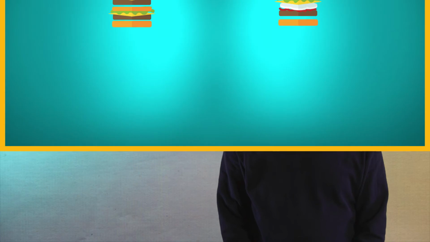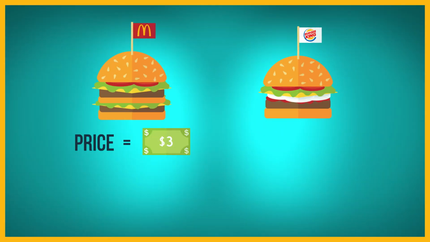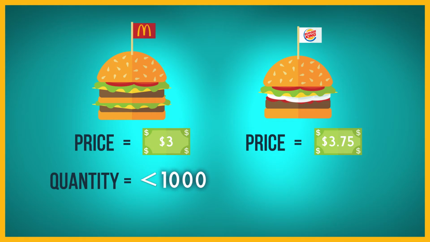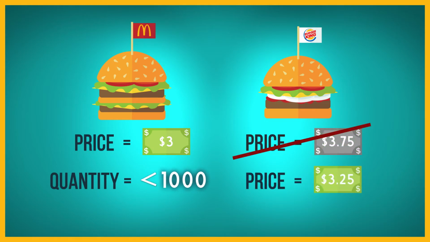Logic shows that consumers would substitute Whoppers for Big Macs, and the quantity demanded of Big Macs would therefore decrease. Suppose, for example, that the price of Big Macs is $3 and the quantity demanded is 1,000 when the price of Whoppers is $3.75. Some people are willing to pay 75 cents more for a Whopper, but not $1.25. Therefore, the quantity demanded of Big Macs would be lower than 1,000 when the price of Whoppers is $3.25. Suppose the new quantity is 900.